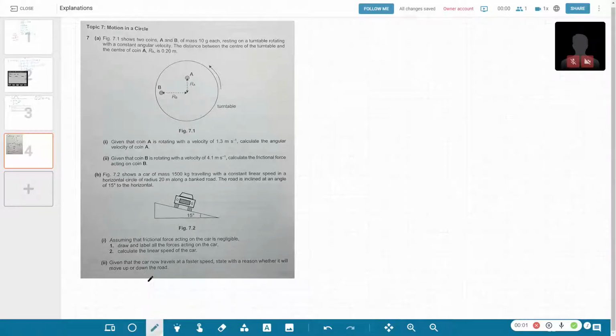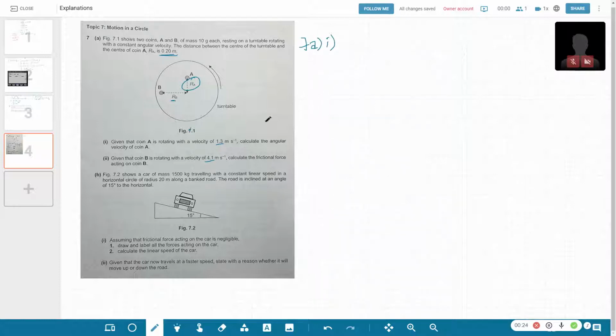Okay, for this question, circular motion. You need to remember that the main thing is always on centripetal force, which is a resultant force. So here the details are given to you that this is 0.2 meters, but they did not give you anything for RB except that 1.3 and 4.1. So let's solve A part 1.